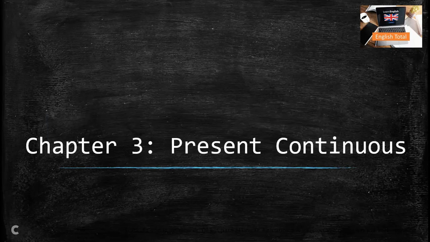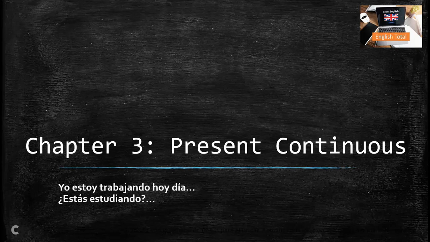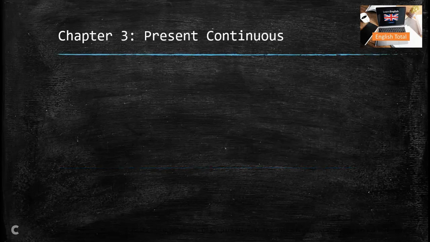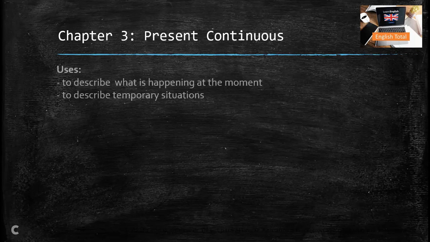Chapter 3. The Present Continuous. As usual, let's start by looking at the uses of the present continuous. We can use it to describe what is happening at the moment and to describe temporary situations.